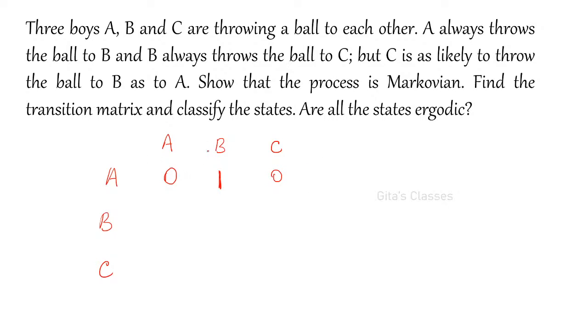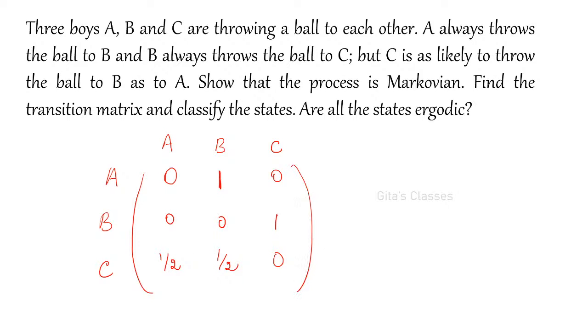A is always throwing to B only. And B always throws the ball to C only. This is 1. So the remaining, B cannot keep it himself and B cannot throw to A. B is not at all throwing to A. So it is 0. Now what about C? A is always throwing to B, B is always throwing to C. But C is as likely to throw the ball to B as to A. So what is the probability of C throwing the ball to A and B? They are the same, that is 1 by 2 and 1 by 2. C cannot keep it himself, therefore this is the matrix.